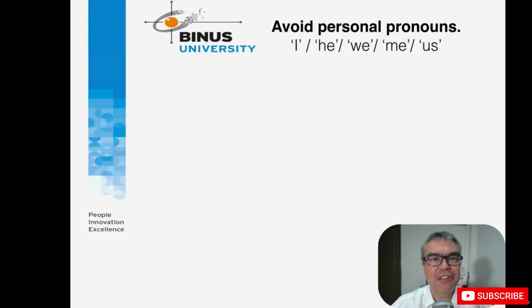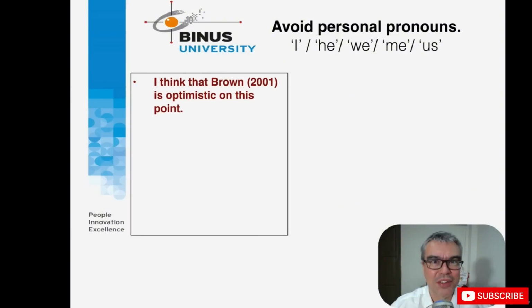So the second feature of academic writing is to avoid personal pronouns. Personal pronouns are words like I, me, we, us, you. Let's look at some more examples and see the difference between the style when you use pronouns and when pronouns are not used. Here we go with the first example.